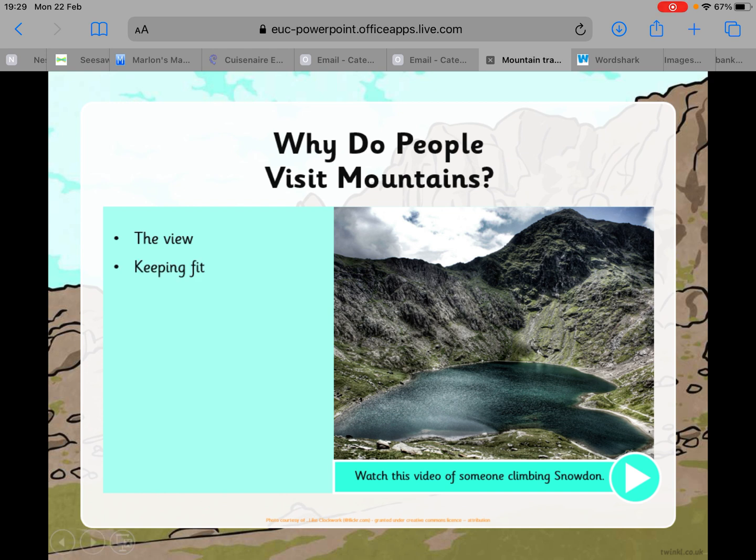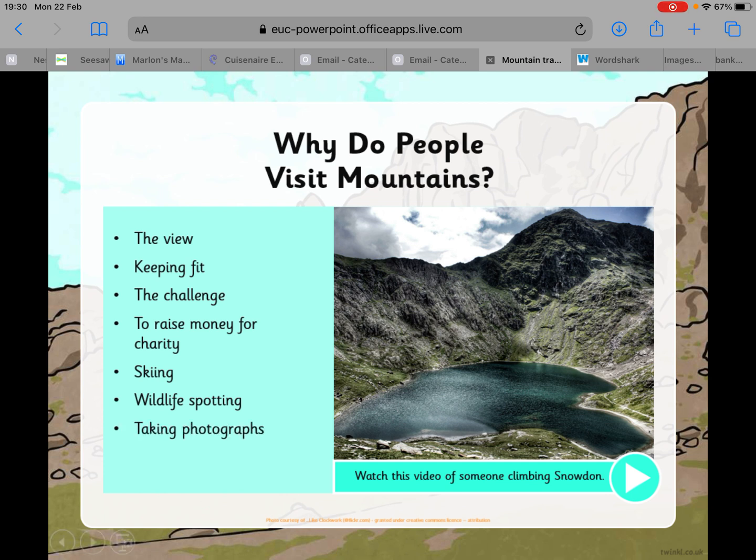People might want to visit the mountains because they like keeping fit. People might enjoy the challenge of mountain climbing. Sometimes people might do it to raise money for charity. Might get sponsored. Some people go to mountain areas like the Alps for the skiing. People might want to go and look at the wildlife that you get in those mountain regions that you don't get in other areas. Photographers may go, or people that like taking photographs, and obviously for the challenge of mountain climbing.